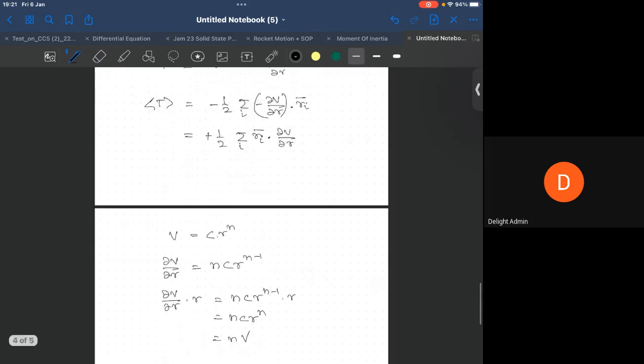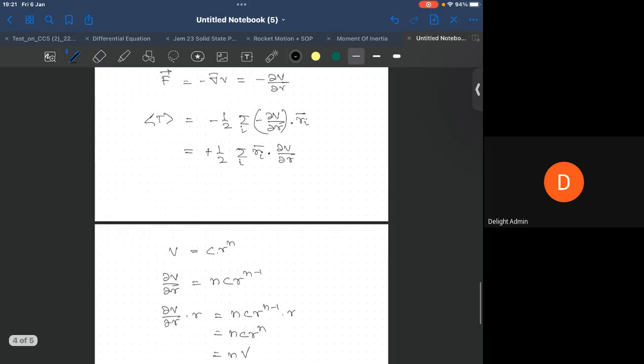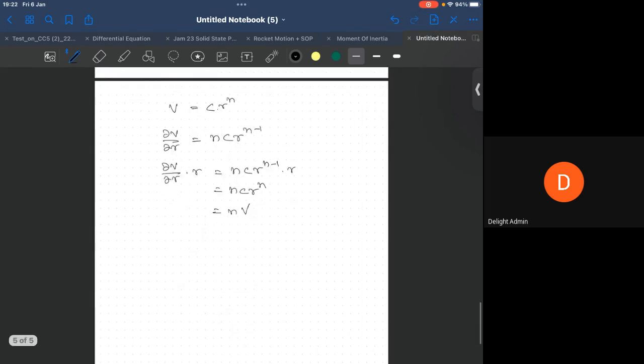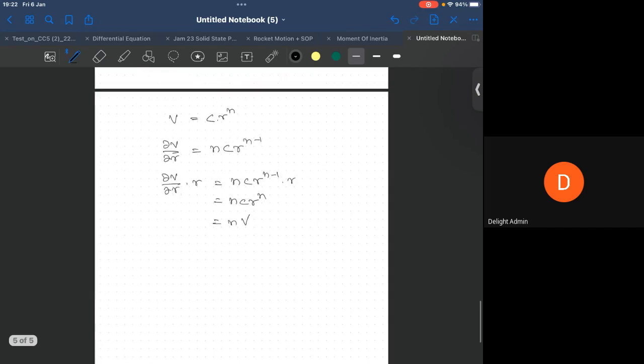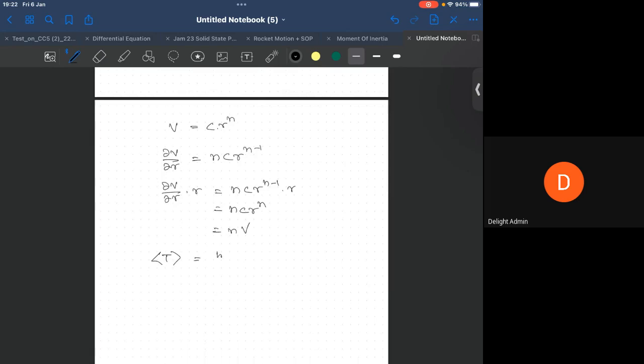Putting this value in the above equation for the average of T, I will get that the average of T is equal to n by 2 times the average of V, and that is the relation between the kinetic energy and potential energy.